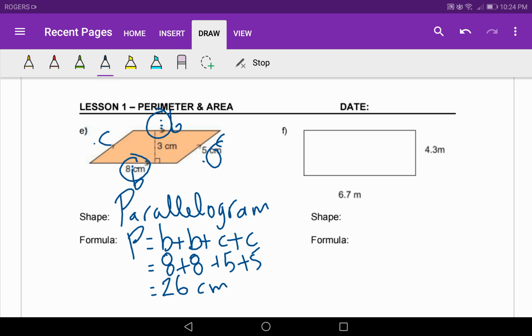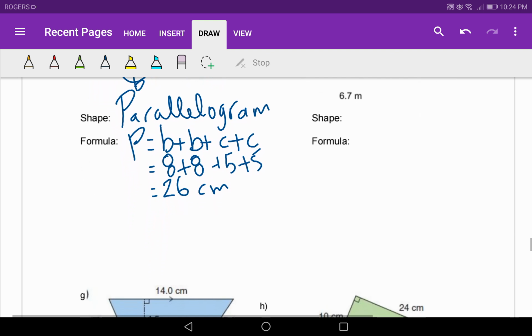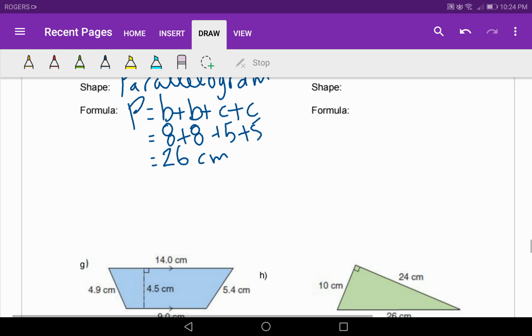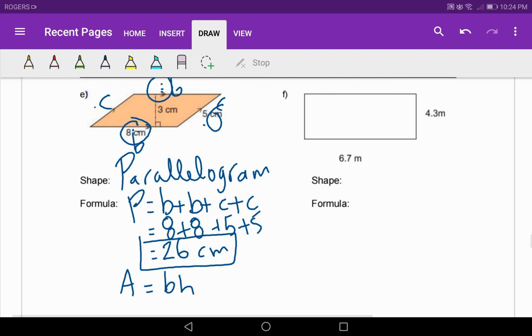Now let's scroll down. And I said earlier that the area, and let's put a box around that, was base times height. Okay, so let's look at my diagram. I have my base is 8. And what is my height? Right there, which is 3.